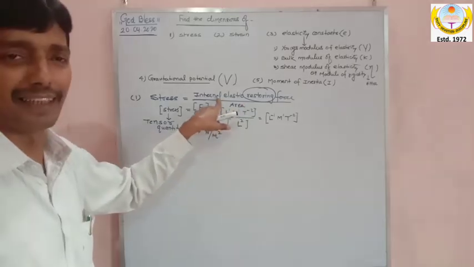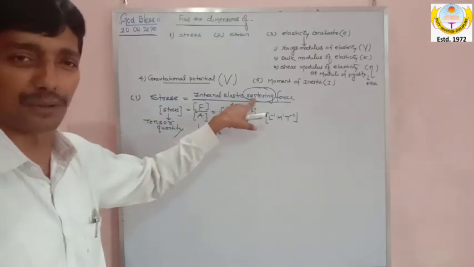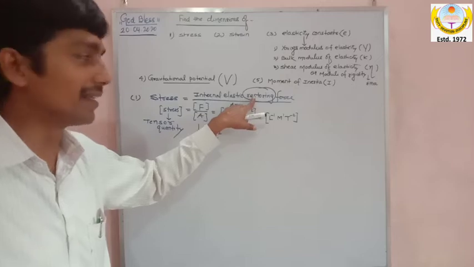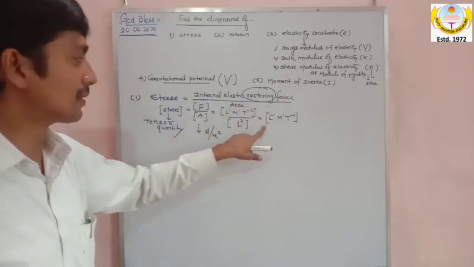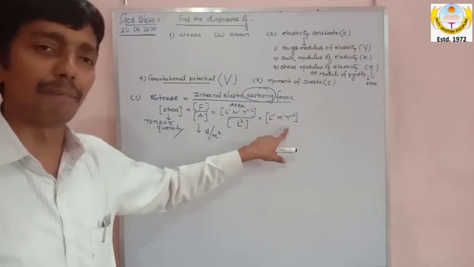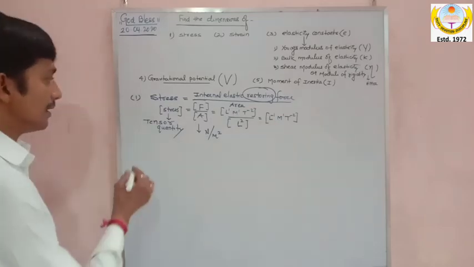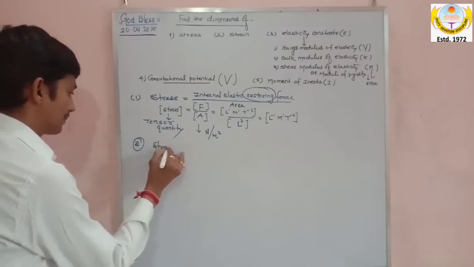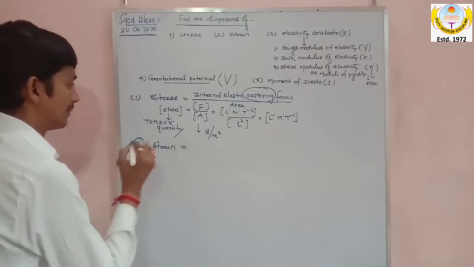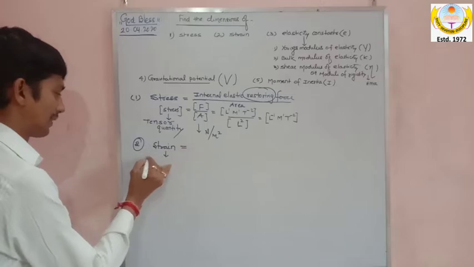I am not interested in internal elastic restoring. It is just a concept I am giving. Ultimately quantity is force and quantity is area, so dimension will become L minus 1 M1 T minus 2. Now another quantity on the board is strain. Strain. My dear, strain is also a tensor quantity.